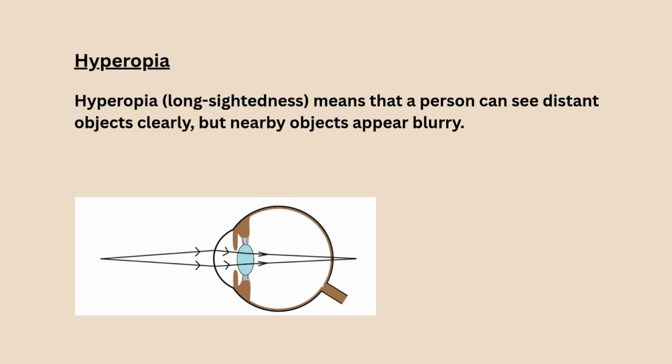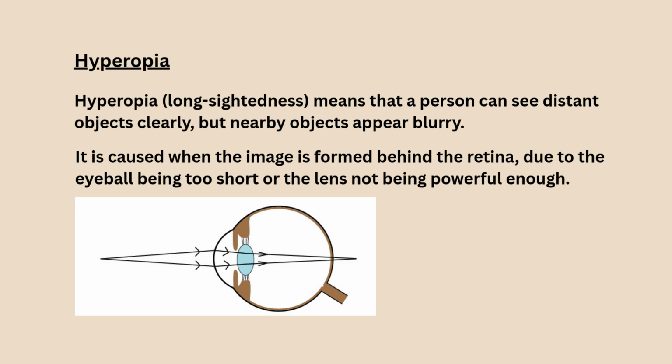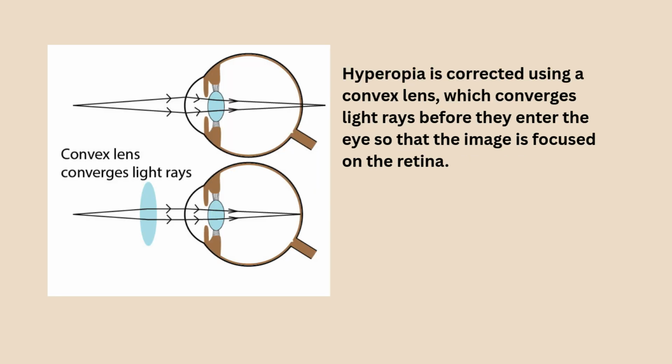Hyperopia, long-sightedness, means that a person can see distant objects clearly, but nearby objects appear blurry. It is caused when the image is formed behind the retina, due to the eyeball being too short or the lens not being powerful enough. Hyperopia is corrected using a convex lens, which converges light rays before they enter the eye, so that the image is then focused on the retina.